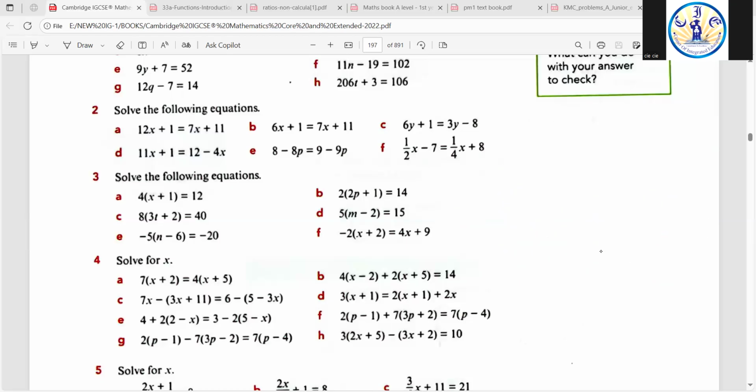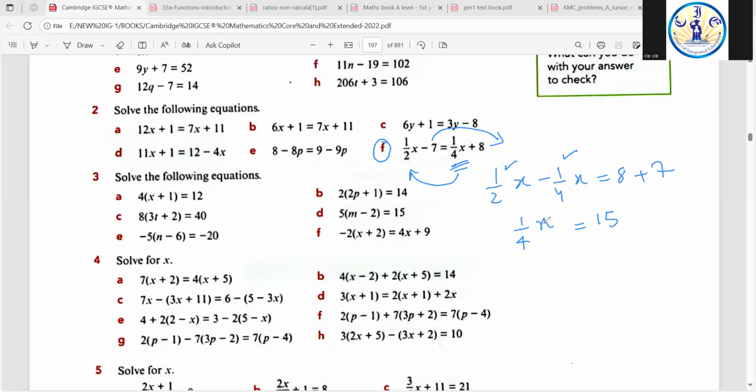Okay. Now, let me do part F, which involves a fraction. The method is exactly the same. The 1 by 2x, this is the x term on the right side, so I'm going to shift it to the left side, and this is a constant, so I'm going to shift it to the right side. So this is going to be done like this. When we subtract a quarter from a half, we are left with another quarter. And on the right side, this is 15.